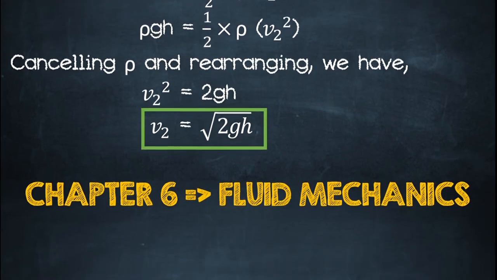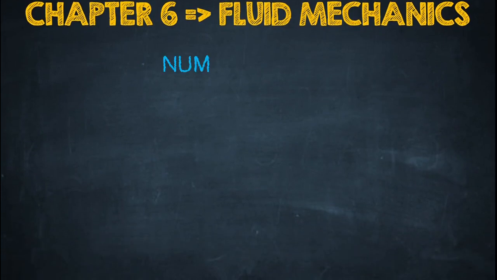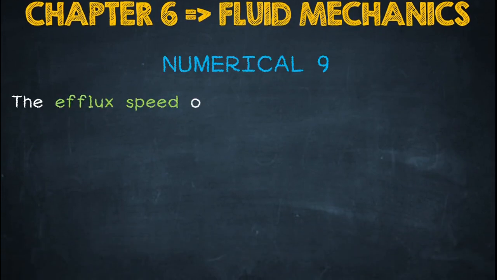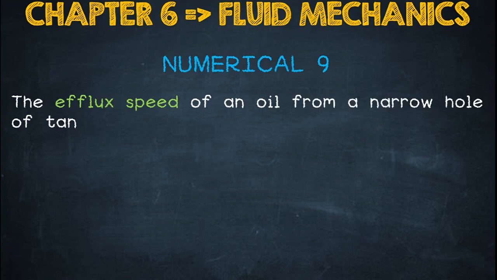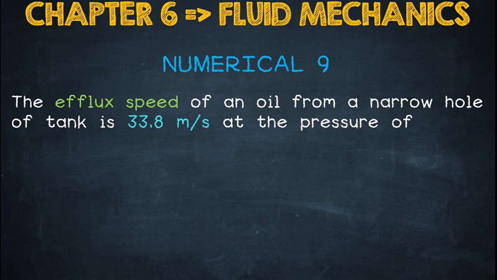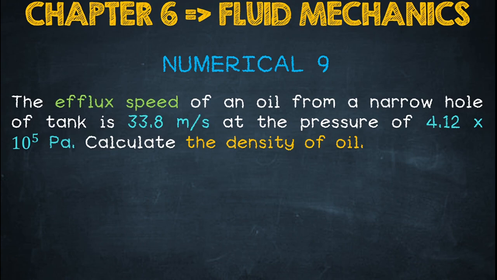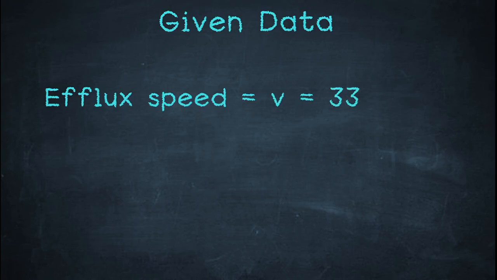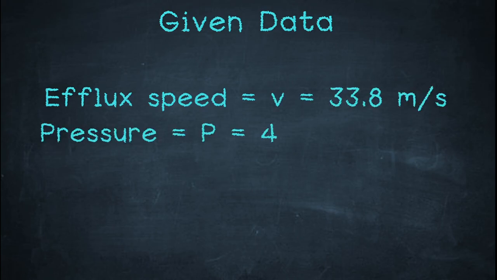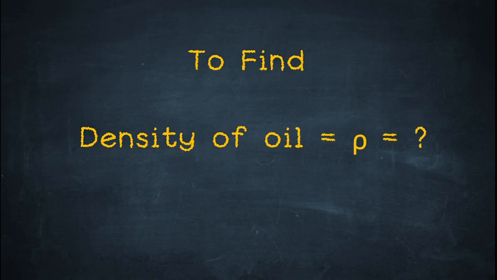Now, similar to numerical number 8 is numerical number 9, the statement of which is: the efflux speed of an oil from a narrow hole of a tank is 33.8 meter per second at a pressure of 4.12 into 10 raised to power 5 Pascal. Calculate the density of oil. The given data is efflux speed, which is 33.8 meter per second, and the pressure through which the oil is coming out of the hole is 4.12 into 10 raised to power 5 Pascal. We have to find the density of oil, which is rho.